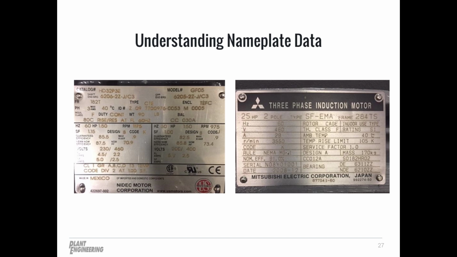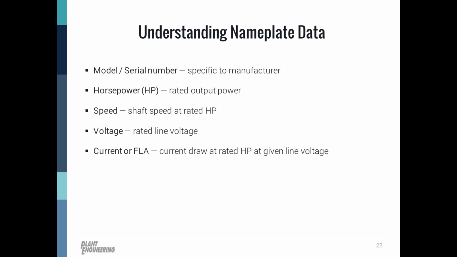As you can see, there is a lot of information and many different details that can be used during troubleshooting if we understand exactly what we're looking at. So let's take a look at a few of the items on the motor nameplate and what they mean. First, we will see that there is a specific model and serial number tied to each motor.